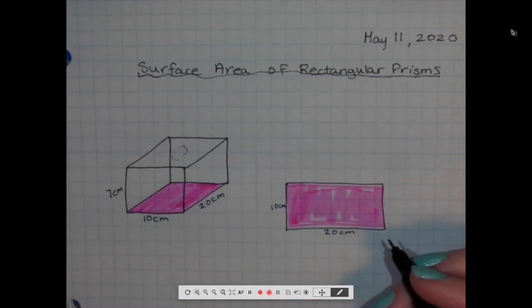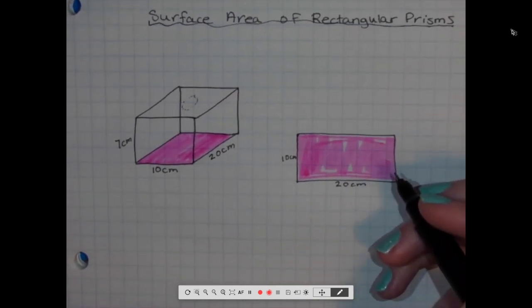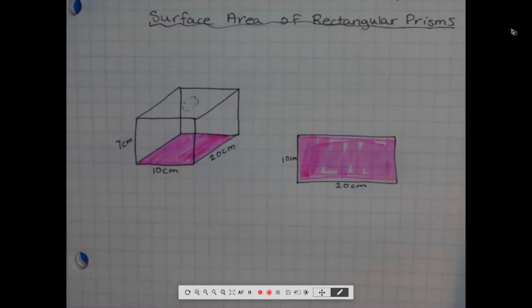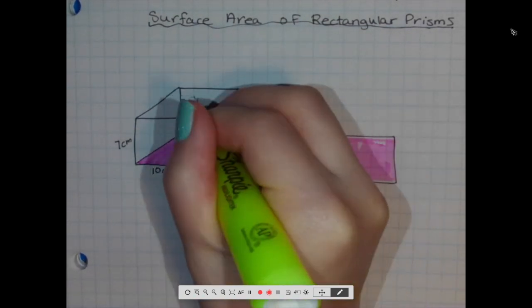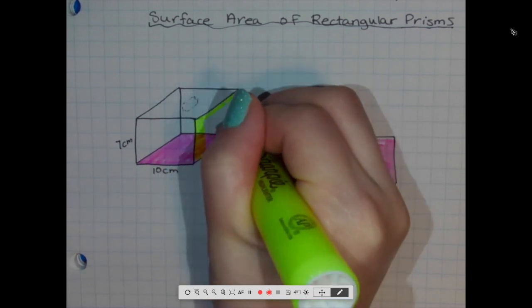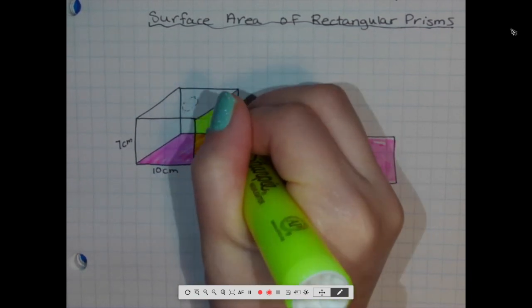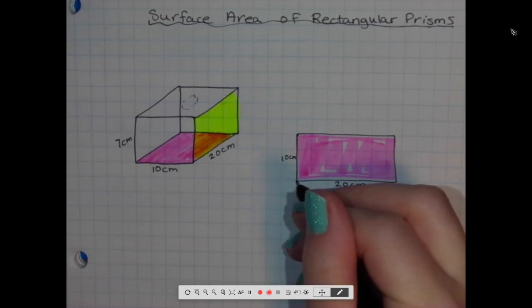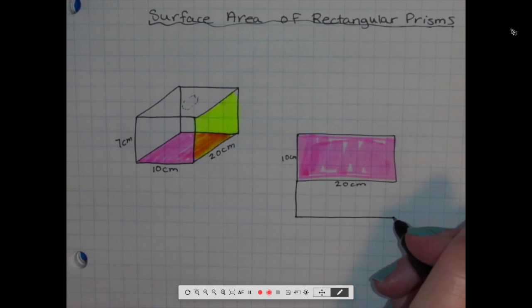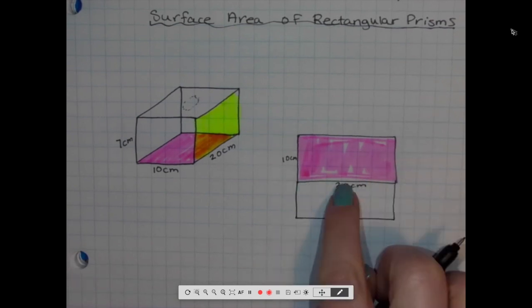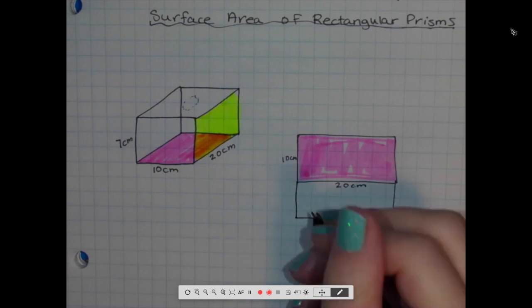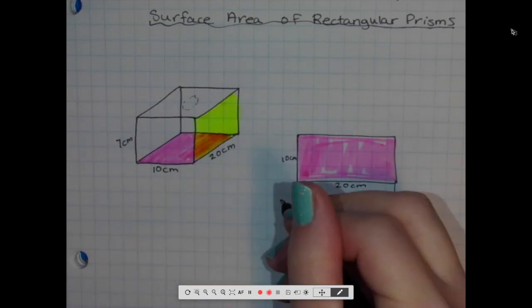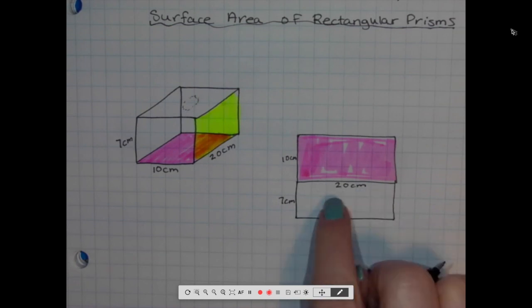Okay. Now, let's start showing the other sides here. I've got this side here, and I'm going to draw that just right down here. So these have the same length, but slightly different widths. This has this dimension here of the 7 centimeters, but we still have the 20 centimeters across here.